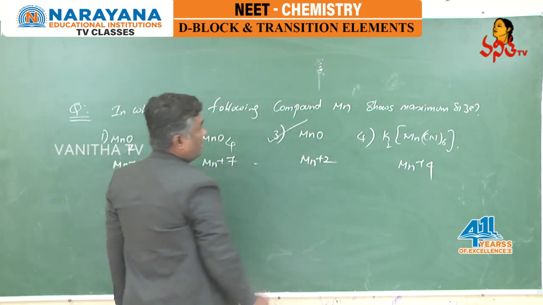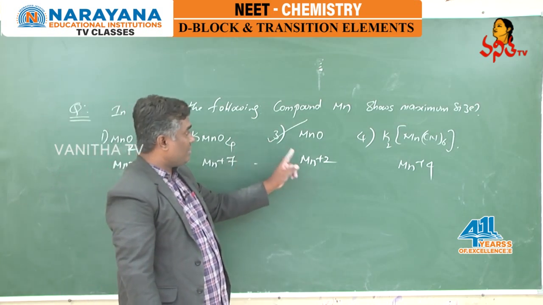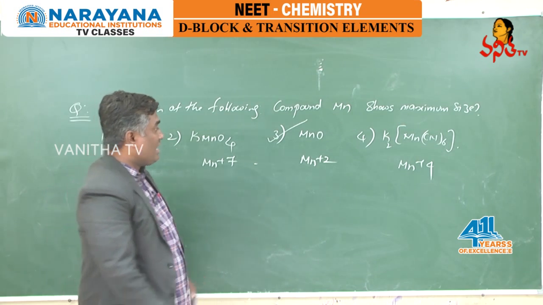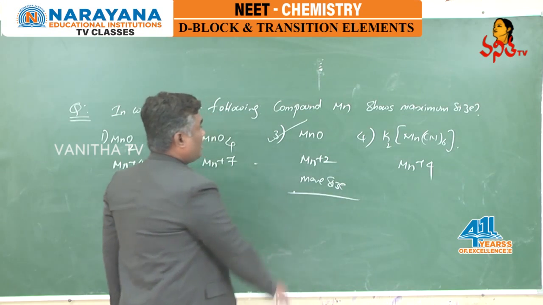So the answer is the third option, because compared with the first, second and fourth options, in the third option manganese is exhibiting less positive charge on the cation, so the size should be more. Third option is the answer.